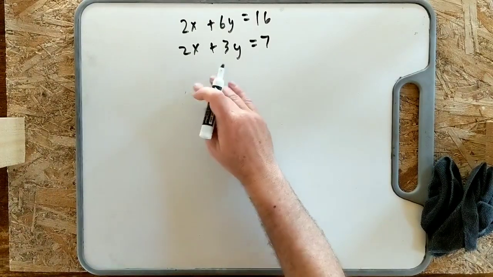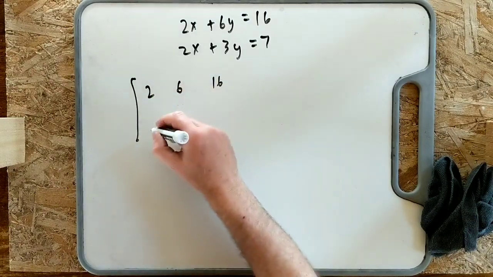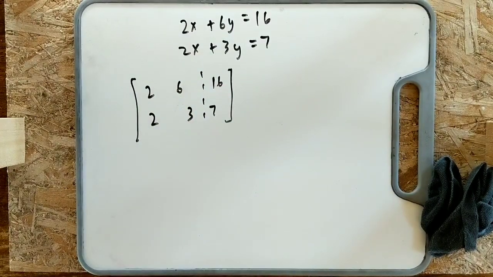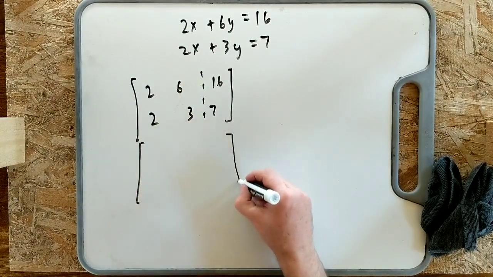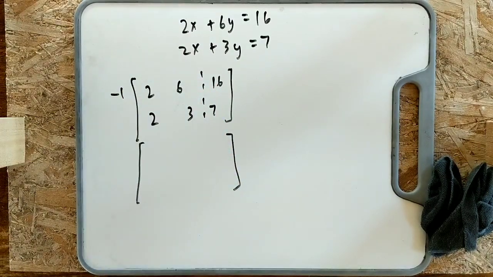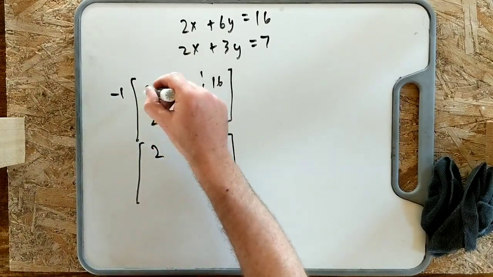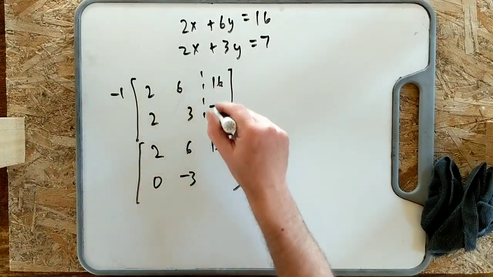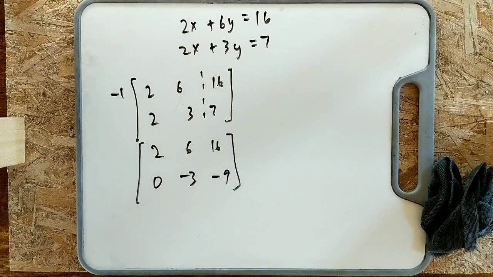Okay, now I'm going to do it for you as well. First, just convert this to an augmented matrix. I'm going to make this 0 first. So I'm just going to multiply the top one by, doesn't matter which one I multiply by, I'll multiply the top one by negative 1. So this gives me 2, 6, 16. Negative 2 plus 2 is 0. Negative 6 plus 3 is negative 3. Negative 16 plus 7 is negative 9.